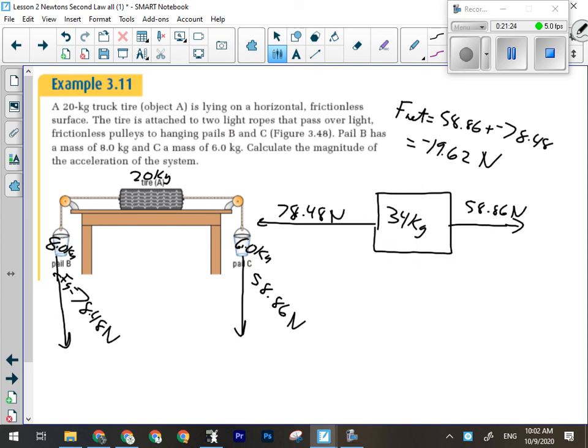Everybody all right with that? Are the pails pulling the tire? Yes. The whole thing is going to go, right? They're all connected. Like the rope is tied to the pail, tied to the tire, tied to the other pail. Okay, so now I know my net force. Now that I know my net force and the entire mass of the system, what can I calculate? Acceleration, right? F net equals m times a, so a equals F net divided by m. That's going to be our 19.62 divided by 34 kilograms.